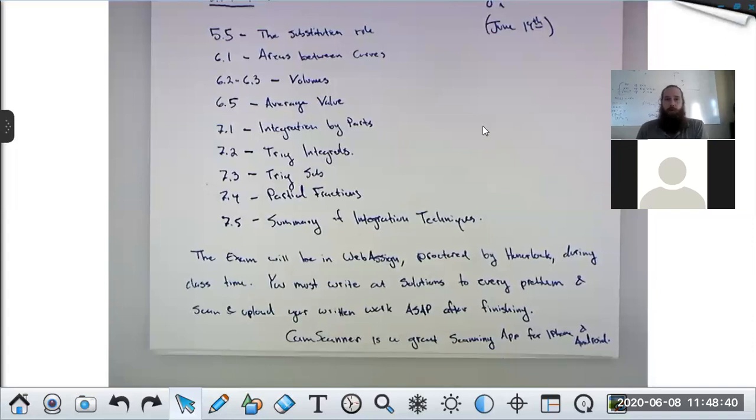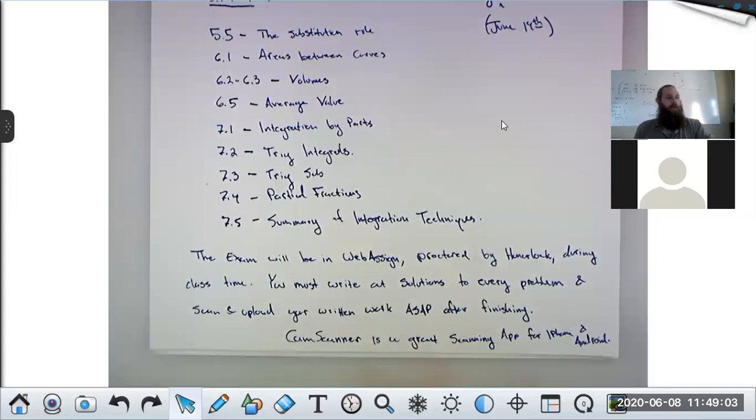If you have an iPhone rather than an Android, I have been told that the Notes app can do a decent job scanning and that it will output as PDF. That's fine with me as long as it's legible. You're welcome to use whatever app you want, as long as you get me a good, readable, legible PDF of your work within a few minutes of you finishing the test in WebAssign.